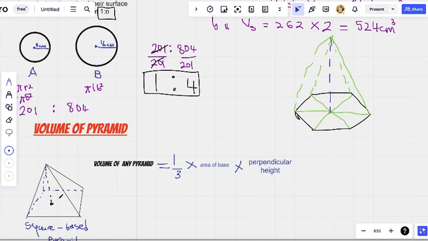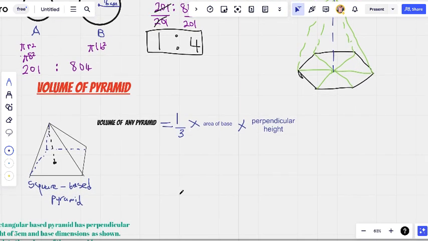Whatever the base is, you have to find the area of that base first. If the base is a hexagon, you have to find the area of this hexagon. I said the hexagon can be divided into 6 triangles. So find the area of one triangle, multiply by 6, you get the area of this hexagon. Then you multiply by this height, you get the volume of this pyramid, divided by 3. So it's always 1 all over 3, as the formula connotes.